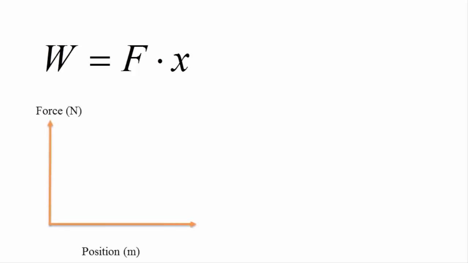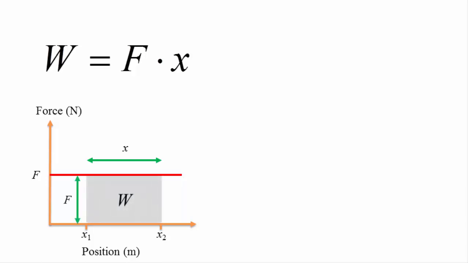If we plotted out the graph of the force versus position, and we apply a constant force F to move the object from the initial position x1 to a final position x2, thereby displacing it by an amount x, then the work done, being the force times displacement, represents the area under the curve between the start position and the end position.